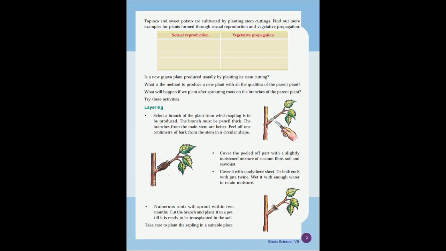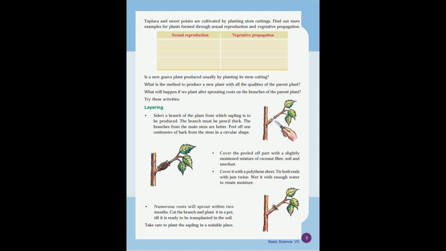Tapioca and sweet potatoes are cultivated by planting stem cuttings. Find out more examples for plants formed through sexual reproduction and vegetative propagation. Sweet potatoes are planted by cutting the stem of a plant and then planting it again. Similarly, you can find more such examples for vegetative propagation and sexual reproduction.